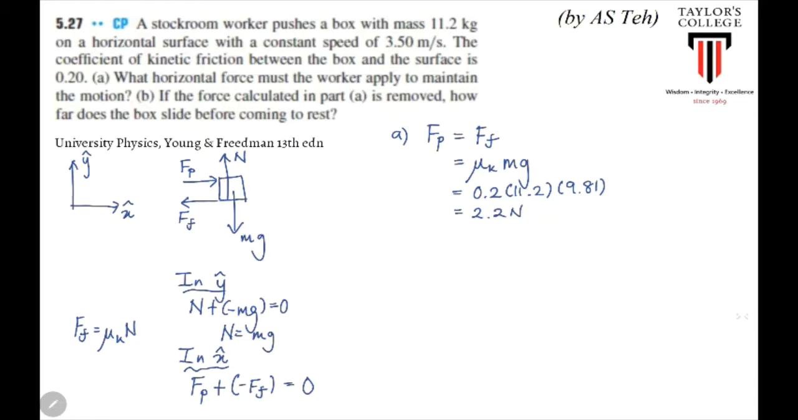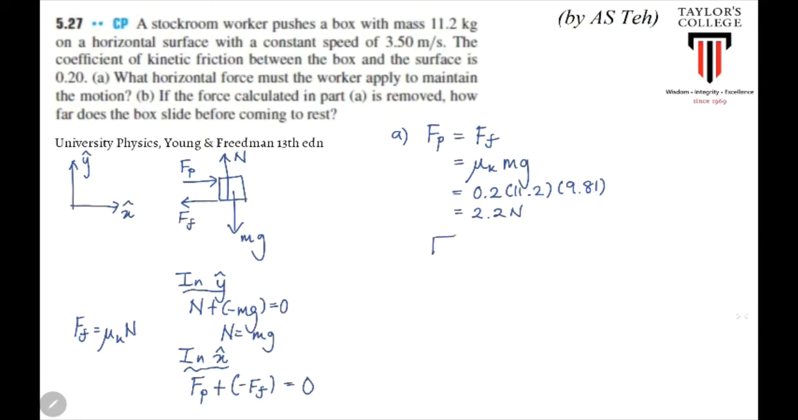Okay, second part of the question. What happens if the pushing force is removed? Initially that box has a constant speed of 3.5. When you remove the pushing force, the box will still move at its speed, but it will slow down. So we need to get the deceleration. How do we get that? We need to redraw the free body diagram a bit, just removing the pushing force.